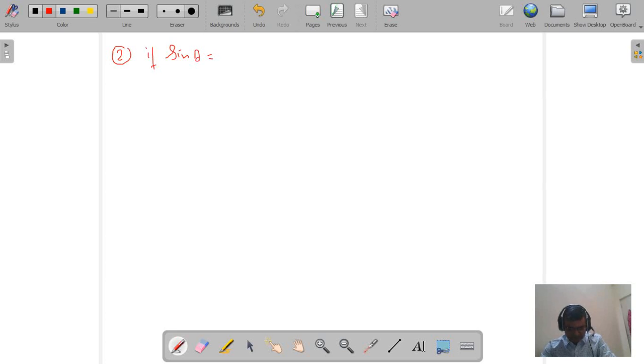If sin theta is equal to a square minus b square upon a square plus b square in a triangle, find tan theta. Now you see the solution. First of all, we'll make a right angle triangle.